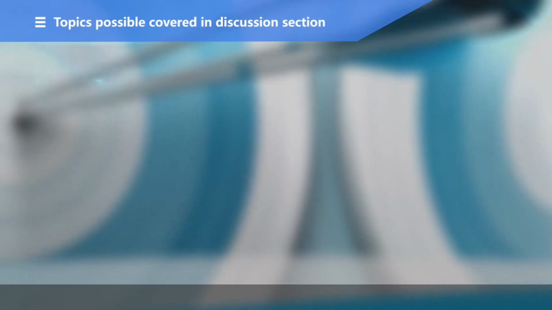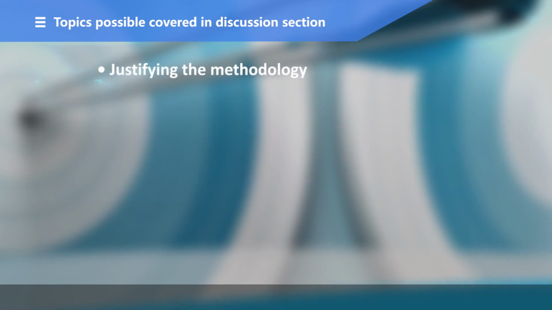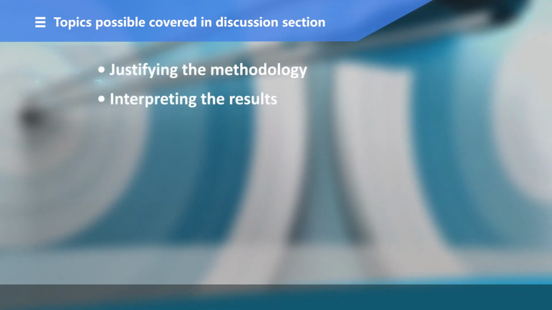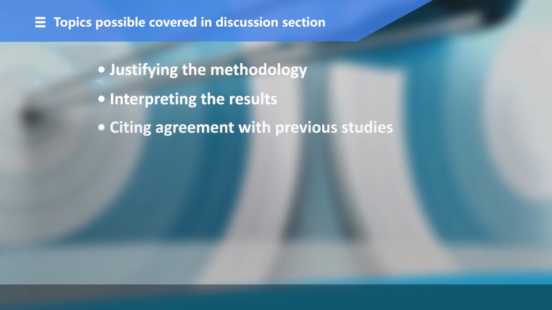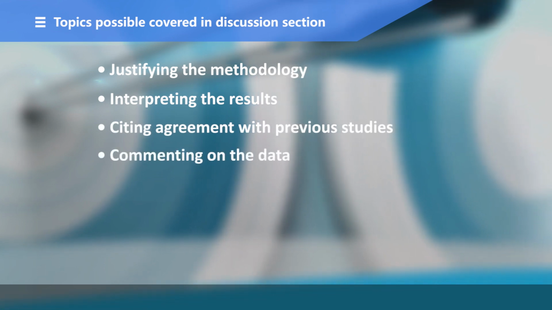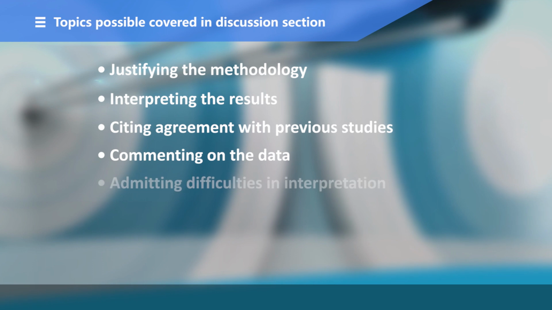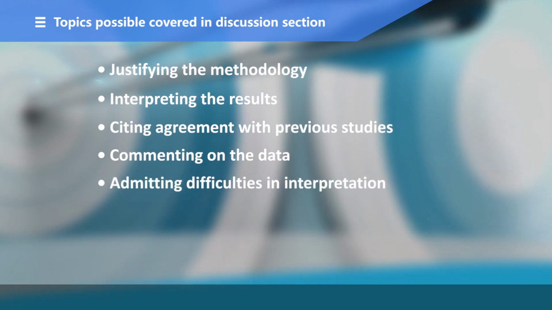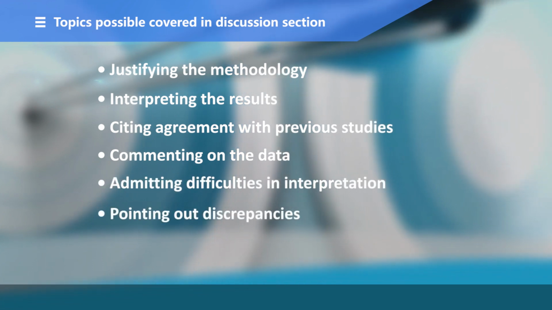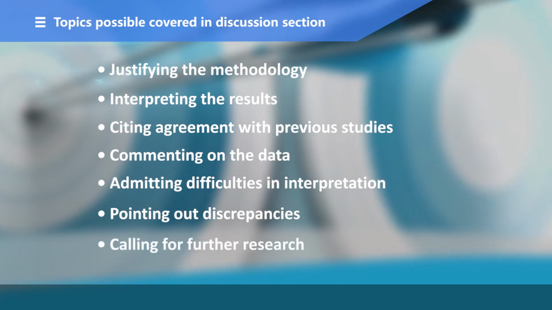So after the introduction, methods section, and results section, what's the next part we're going to learn? Discussion. That's good. So in the next part, we are going to talk about the discussion. Then what shall we do in this part? We'll restate the methodology, explain the results, I think. And I think cite the previous studies and comment on the data. And admit difficulties in interpretation, and point out discrepancies, and suggest further research.